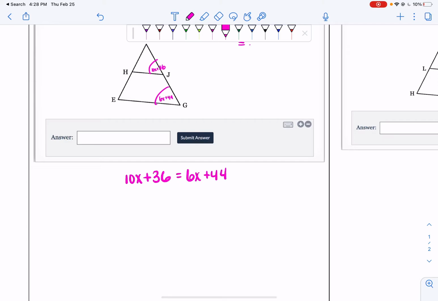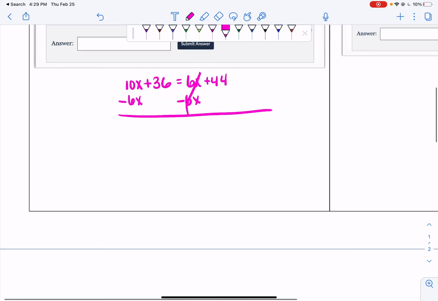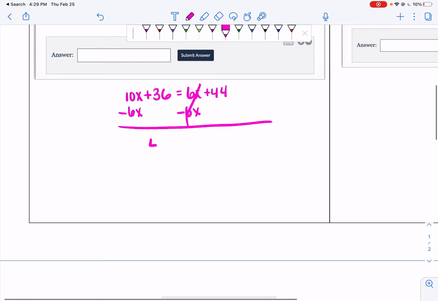So the first thing I want to do is solve for x. So I need to ask myself, how do I get my x's on one side and my numbers on the other? Well, I'm going to subtract 6x from both sides of my equation. Subtract 6x, subtract 6x. My 6x's cancel. And I now have 10x minus 6x, which is 4x. So I now have 4x plus 36, which is equal to 44.